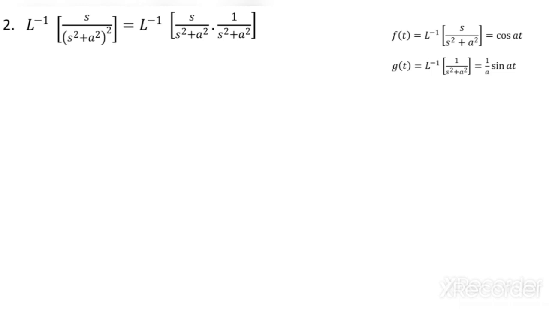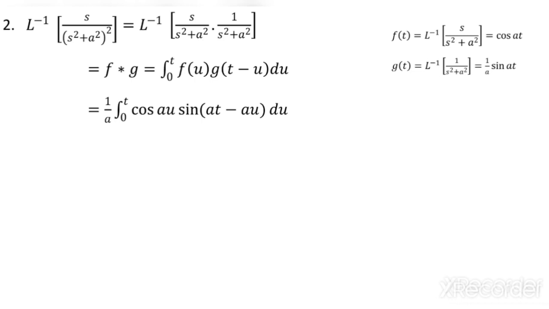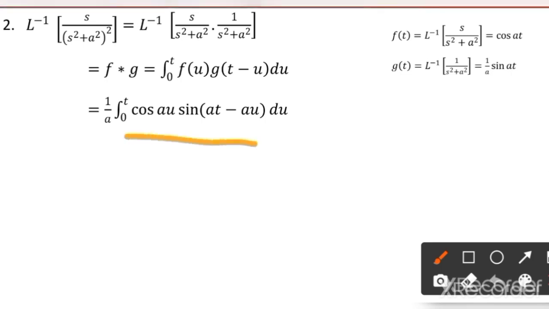So what is the convolution theorem? L inverse of the product f of s, g of s is f star g. So how is f star g defined? It is the integral, just substitute in that convolution, that is f of u into g of t minus u, integrate with respect to u between the limit 0 to t. So what is f here? Cos at, that's why it is cos au, and g of t is 1 by a sin at, replace t by t minus u, which gives 1 by a sin a(t minus u). So I have this to integrate further.